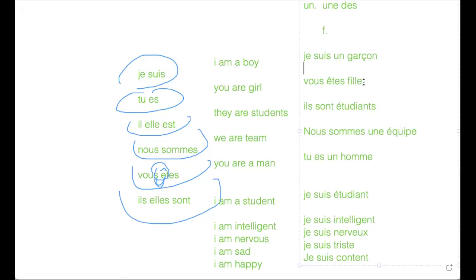Vous êtes fille. You are a girl. Fille is girl. Vous êtes. What is vous êtes? If we have a formal speech, you are, vous êtes. Is it clear to you, Rashmi? Exactement. Ils sont étudiants. Étudiant is student. Ils sont is they are. Ils sont étudiants. They are students.